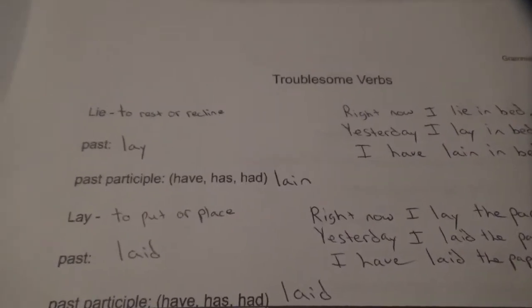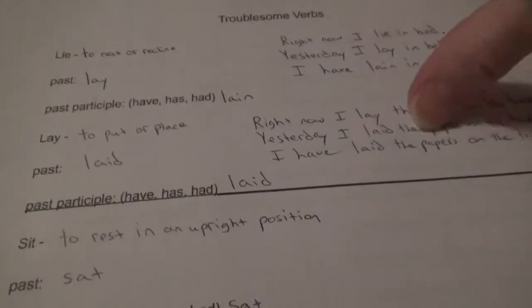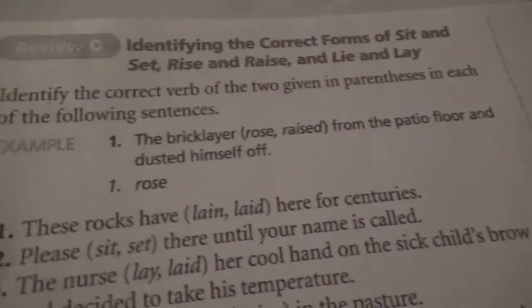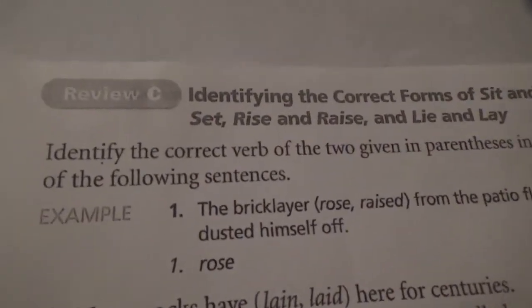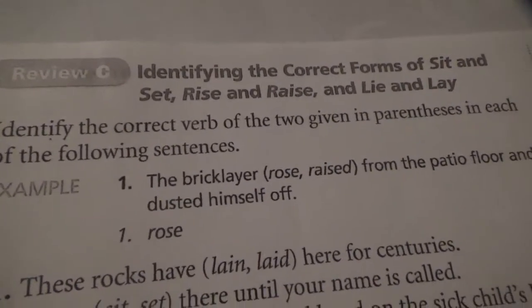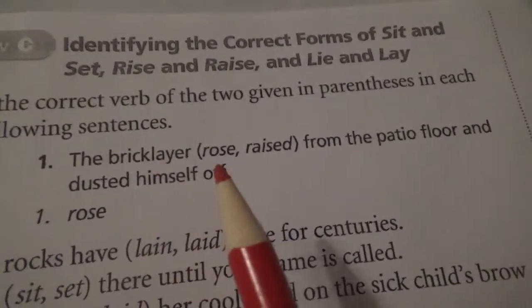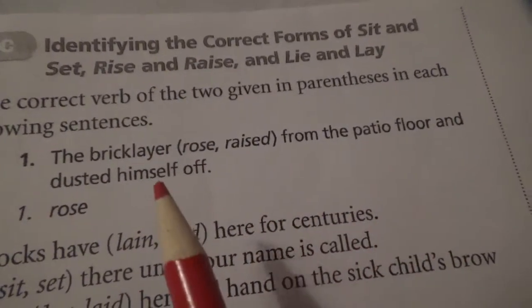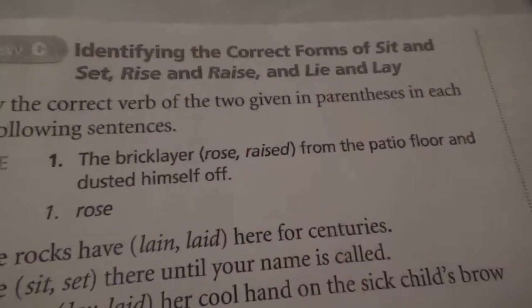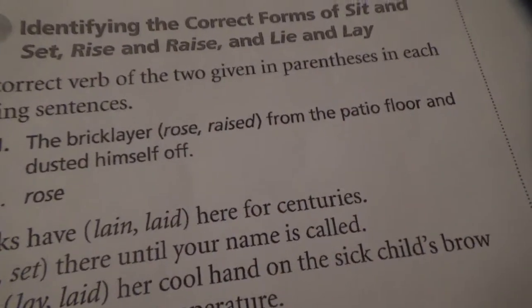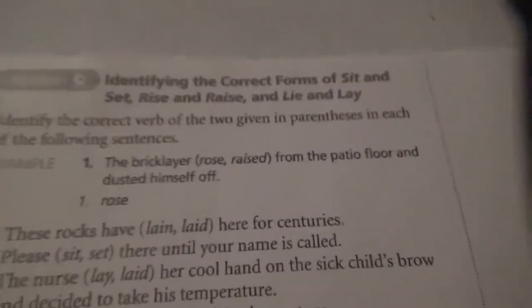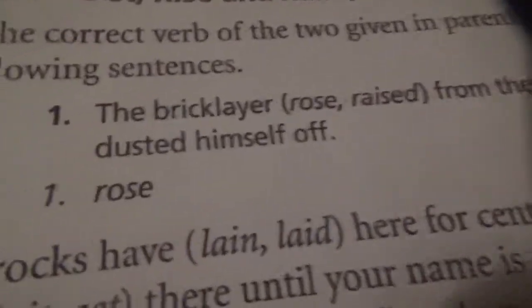All right, so let's go ahead and look at your homework sheet. We're going to do some of these together, and then we're going to pause the video, and you're going to do the rest, and then you'll come back and check it. So identify the correct verb of the two given in parentheses in each of the following sentences. Example, the bricklayer rose or raised from the patio floor and dusted himself off. All right, was he raising something? No, he's moving up. So he rose is the correct one there.